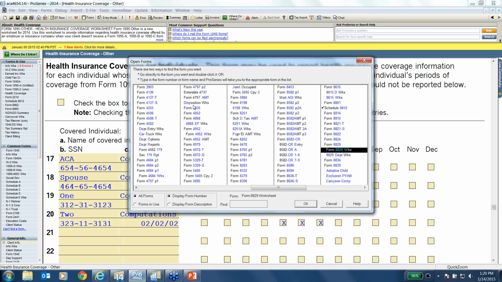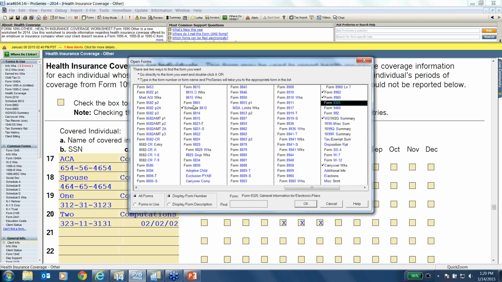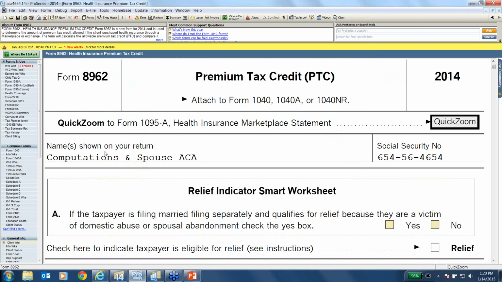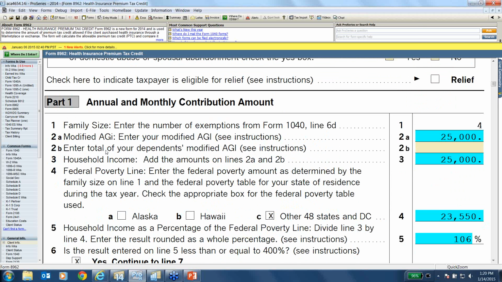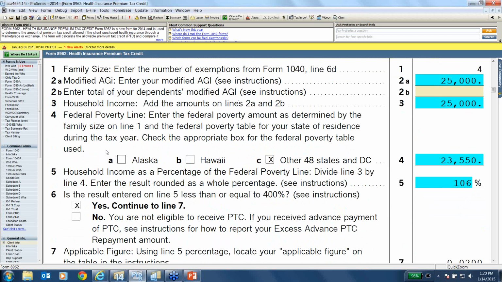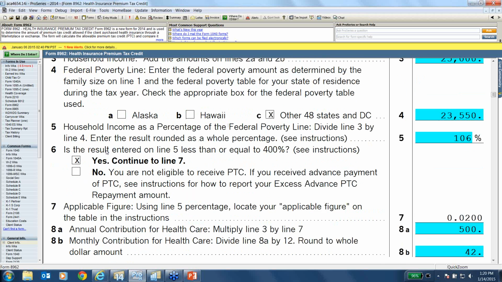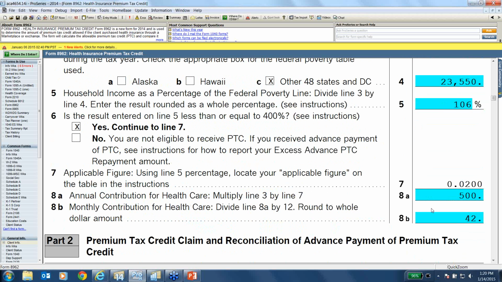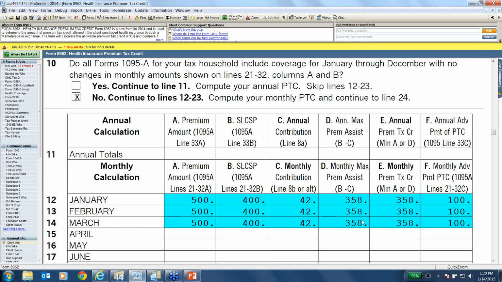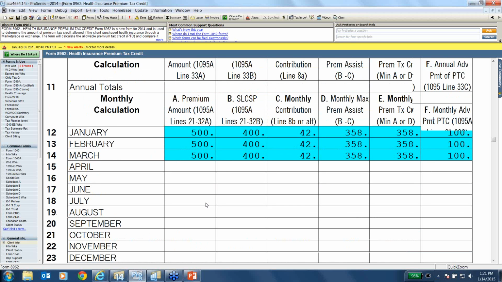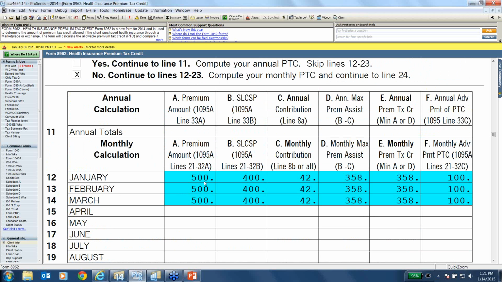And we'll go to the 8962. Premium tax credit. We're saying household income $25,000. Won't go through all the computations here. The annual contribution amount works out to be $500 for the year, $42 per month. And we have just the first 3 months. The reason these are colored blue is I have an early version of the product that we were working with. So we have $500 per month, first 3 months of the premiums that we paid. Second lowest cost silver plan, $400.